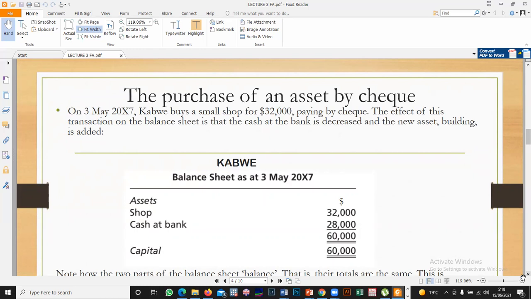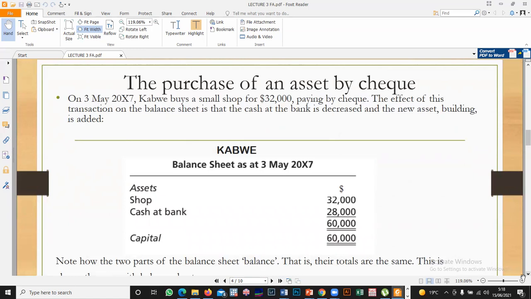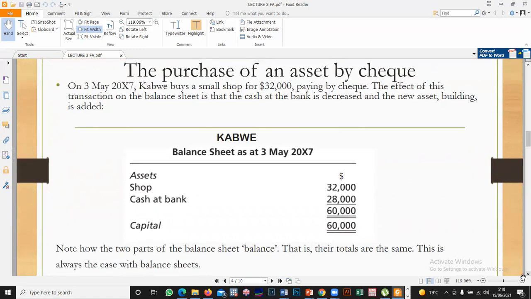Okay, now buying a shop is something that will be in fixed form, fixed shape, as well as fixed volume, as scientists would say. Okay, now capital. Our capital is still remaining $60,000. Now, note how the two parts of the balance sheet balance. Have you seen how they are balancing now? That is, their totals are the same. This is always the case with the balance sheet.